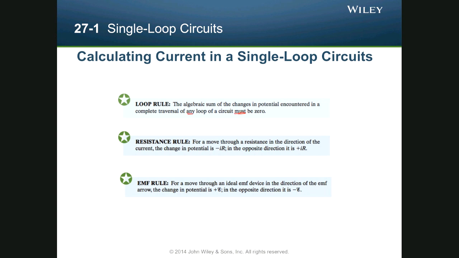All right, so keep those in mind. So the resistance rule: for a move through a resistance in the direction of the current, the change in potential is negative IR. In the opposite direction, it's plus IR. So we saw that going back. That second rule is just telling you what I told you here, right?